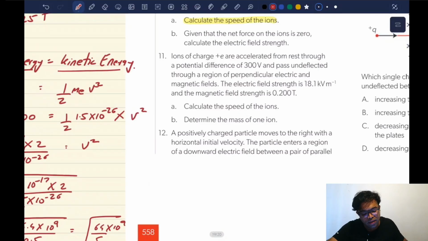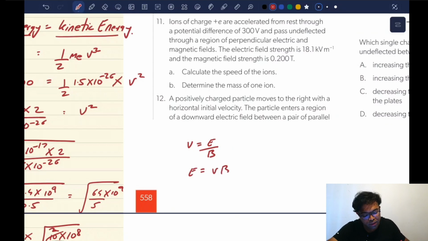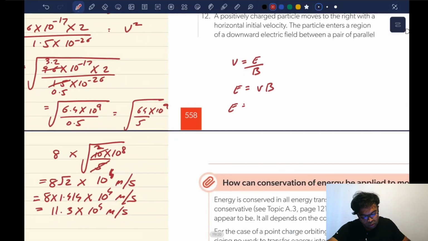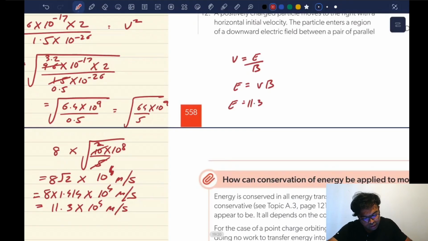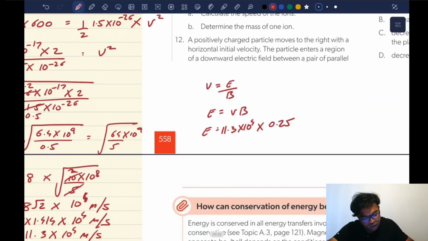Next, given that the net force on the ions is zero, calculate the electric field strength. If the net force is zero, what does it mean? We can say that v is equal to E upon B, or E is equal to vB. So electric field is equal to 11.3 into 10 to the power of 4 multiplied by the magnetic field, 0.25. What is the answer I'm getting?